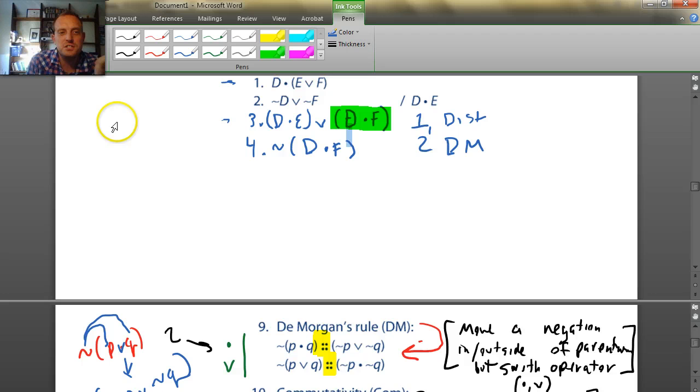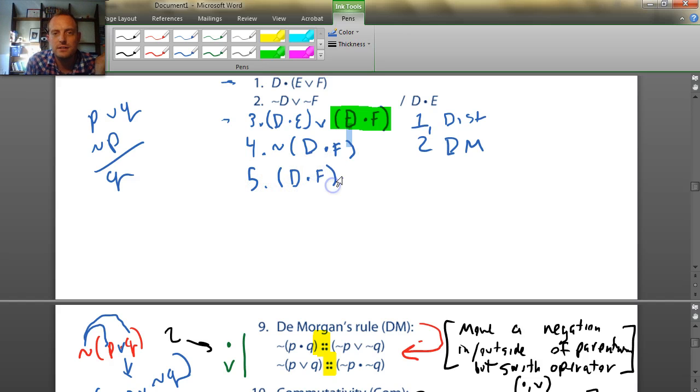Now, notice, remember that rule of disjunctive syllogism again, right? P or Q, not P, therefore Q. It looks like I could get rid of this if I commutate this first. So line 5 here, let's do a commutation. It's going to be D and F, or D and E. And that's line 3, commutation.